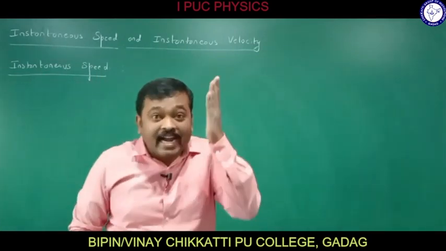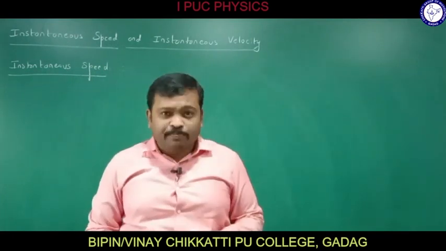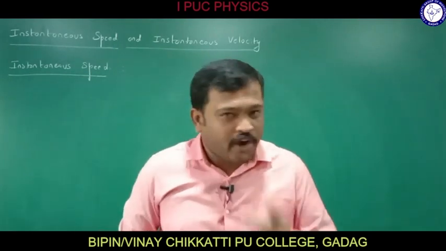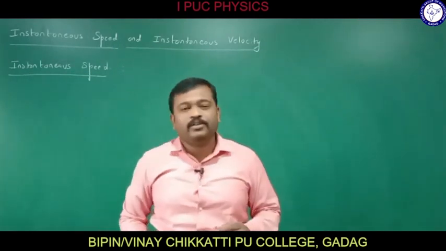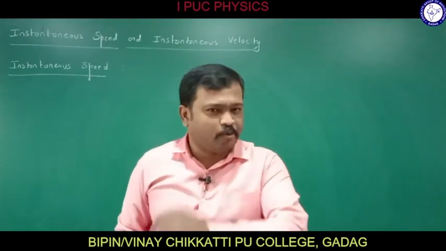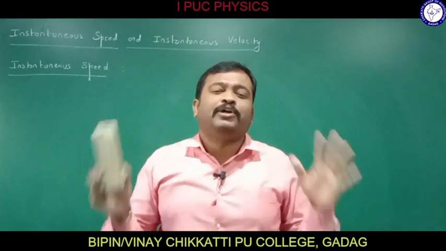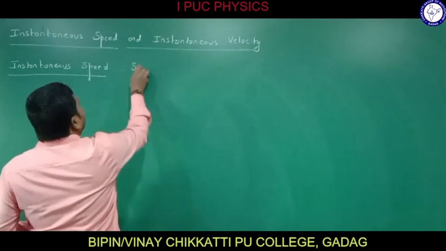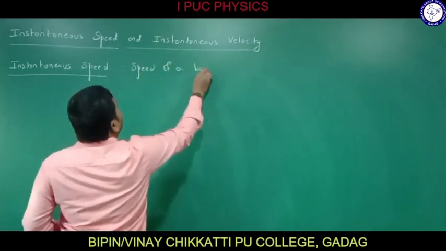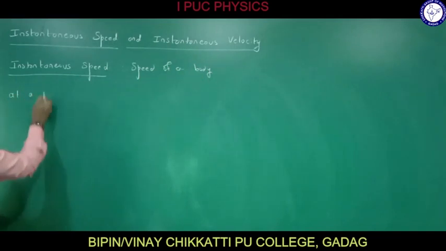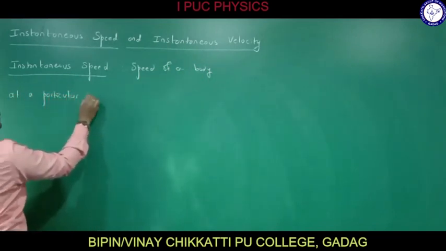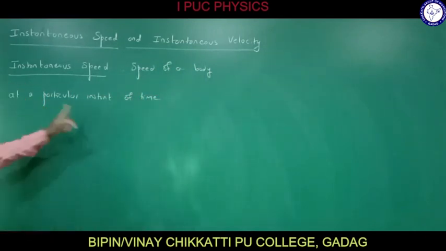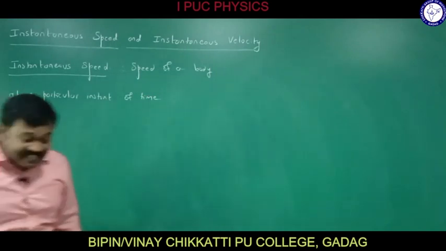Instant means at that time, right? So whenever we speak of anything at a particular time, we use the word instant. You have heard the word instant coffee. It means you can prepare it quickly, instantly, right? So instant means at a particular time. So what is instantaneous speed? It is the speed of a body at a particular instant of time. Simple. Speed of a body at a particular instant of time, that speed is called instantaneous speed.